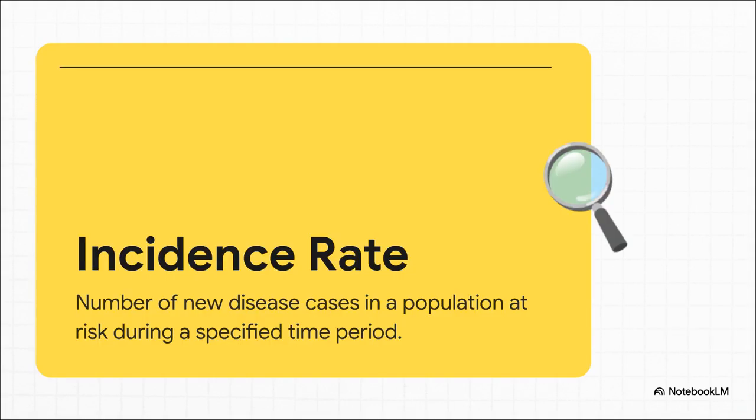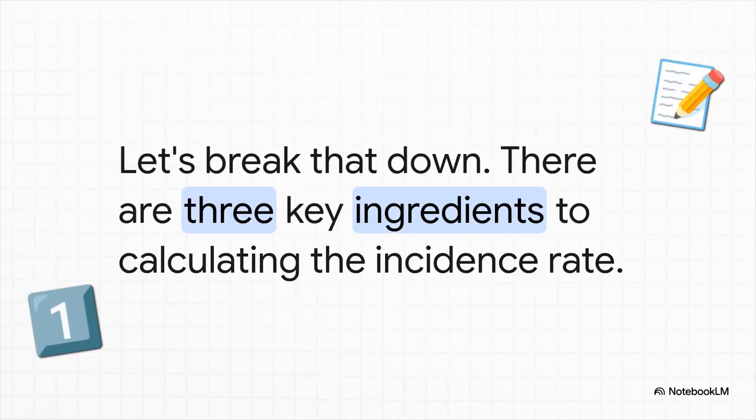Okay, the official definition sounds a little academic. The number of new cases of a disease that occur during a specified period of time in a population at risk for developing the disease. I know, it's a mouthful, but trust me, every single word in that definition is critical, and we're about to unpack it. So, to really get it, let's break that big definition down into its three essential ingredients.